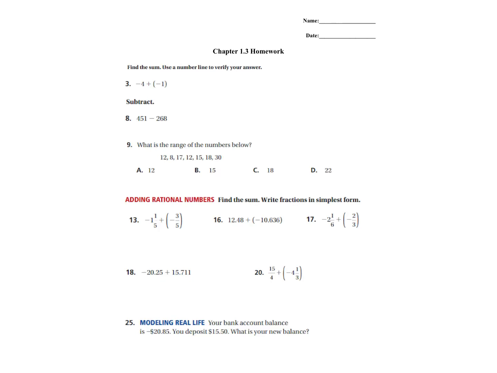For number 3, it says find the sum, use the number line to verify your answer. For the sum of this, I see two negative numbers, meaning that my answer is also going to be negative. I'm going to use the values of them, 4 and 1. 4 plus 1 is 5, and I said my answer is negative, so we have that.